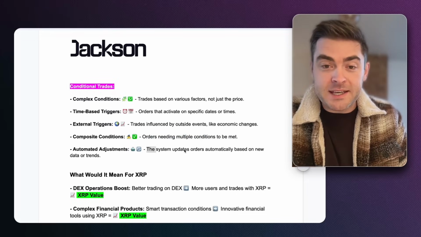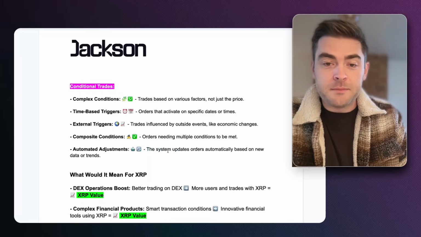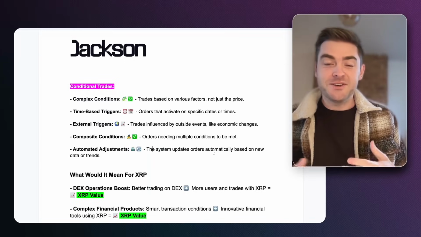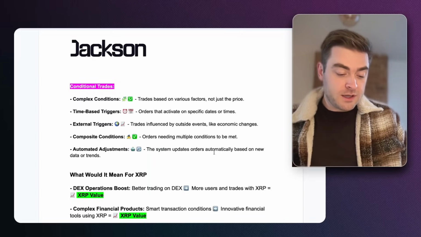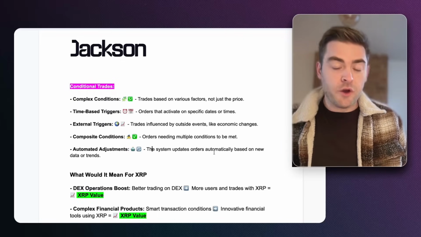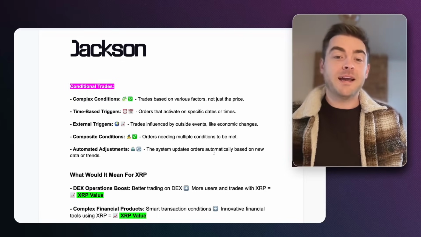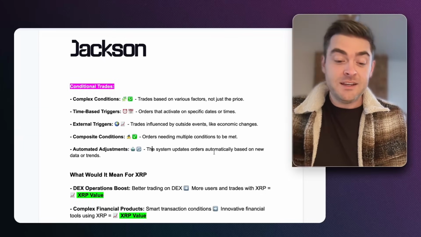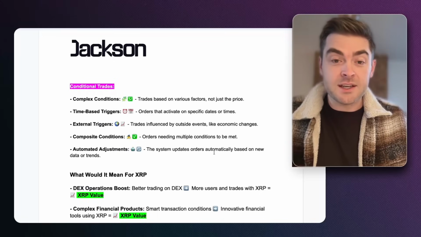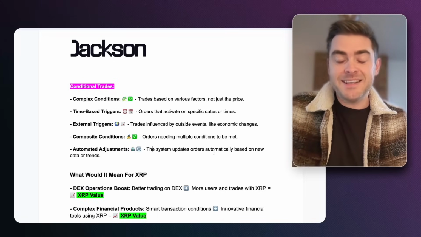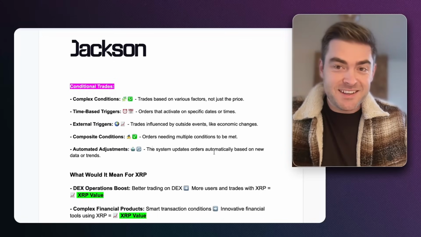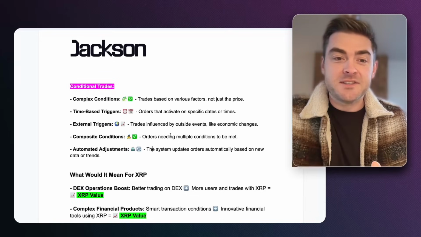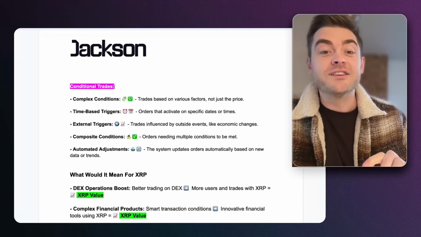The system also updates orders automatically based on new data or trends. So for example, you could have it to where I only want to sell my house, or I only want to put my deed onto the blockchain to be tokenized, when house prices in this area increase by 10%. It is smart contract functionality without smart contracts. And so these conditional trades are super cool.